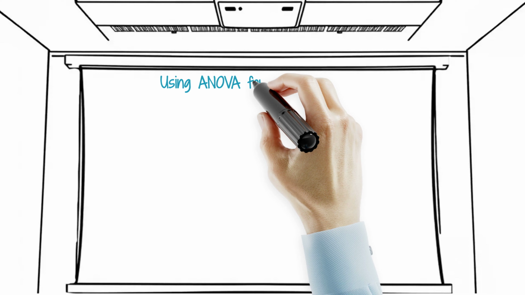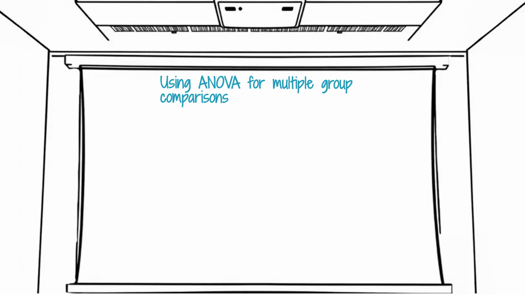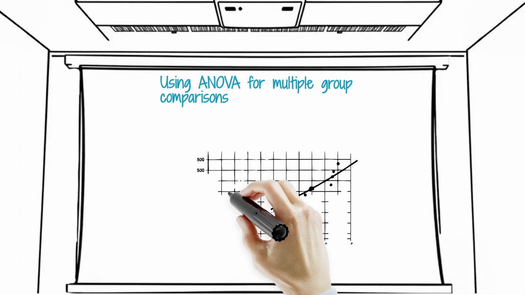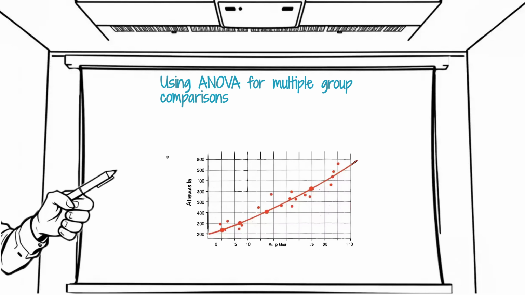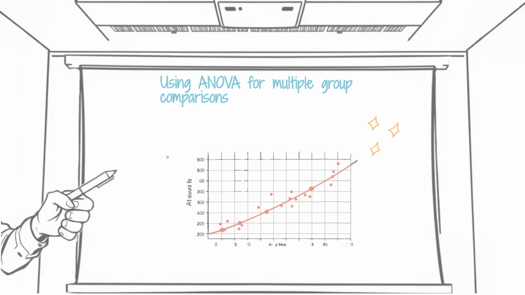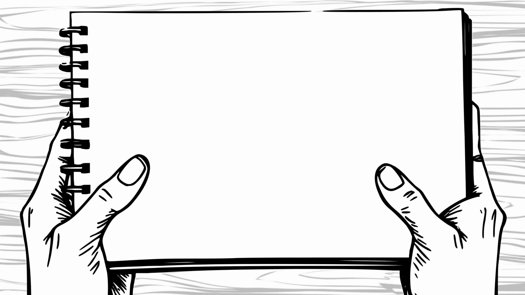When it comes to comparing means across more than two groups, ANOVA, short for analysis of variance, is the way to go. It helps determine if at least one group mean is different. Choosing the right test depends on your data and research question.